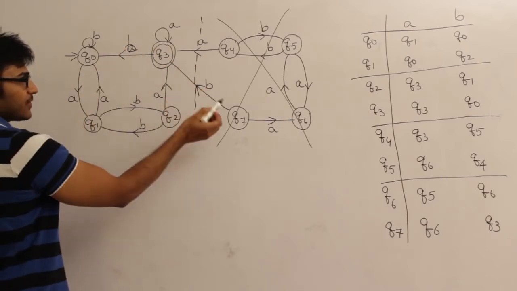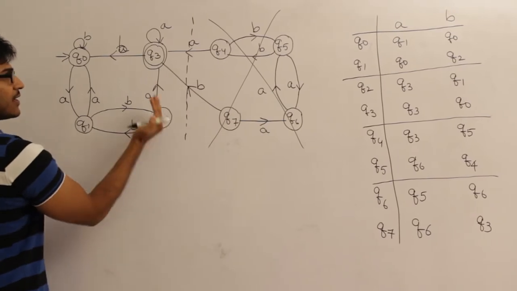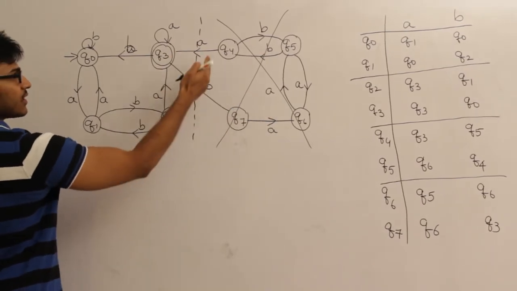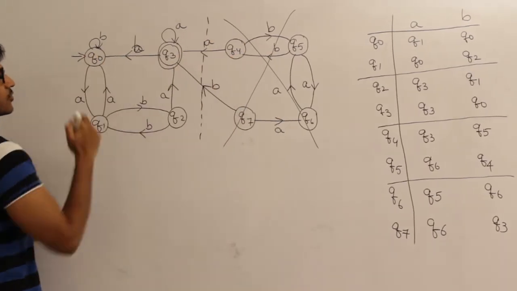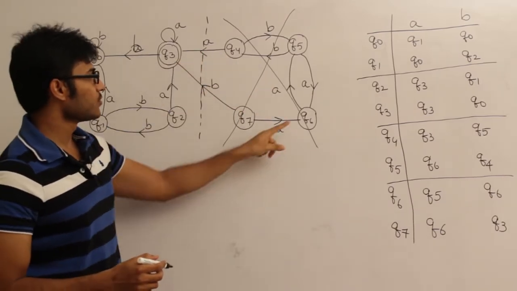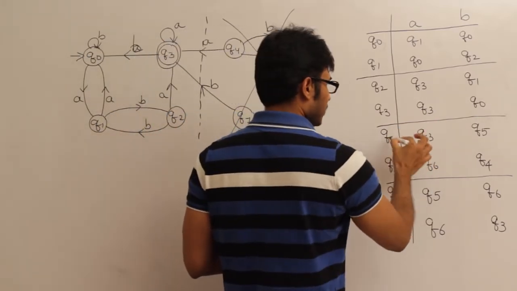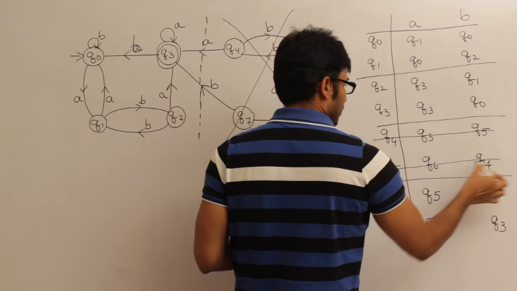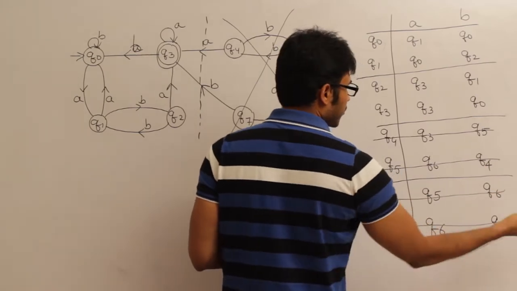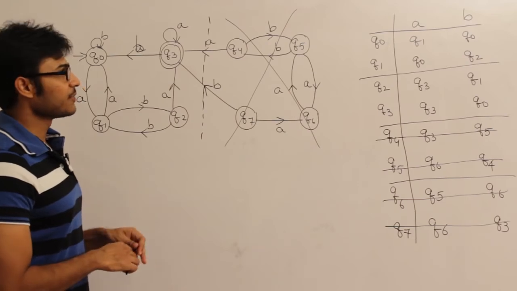See, arrow is this side. So arrows are coming from this right hand side to left hand side. Nothing is going from this side to that side. Therefore, they will never be reachable from Q0, the initial state. And so I can remove Q4, Q5, Q6 and Q7. Now you can simply consider it as 4 states and you can minimize it.